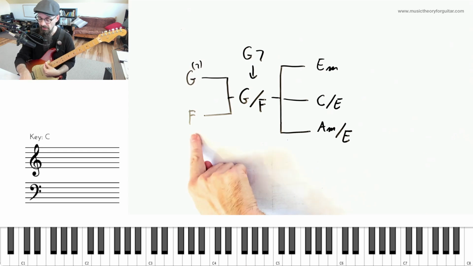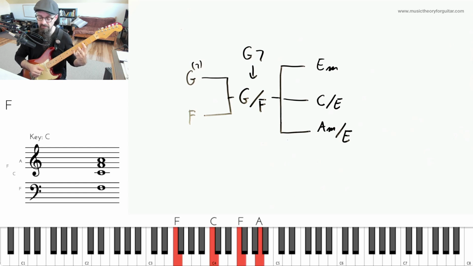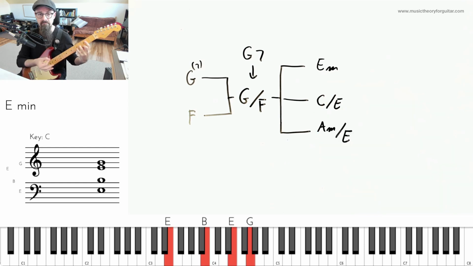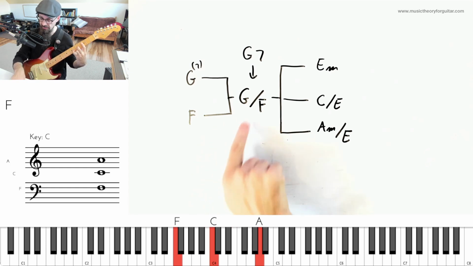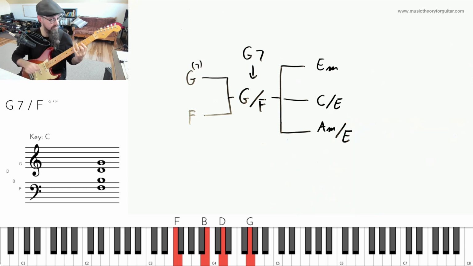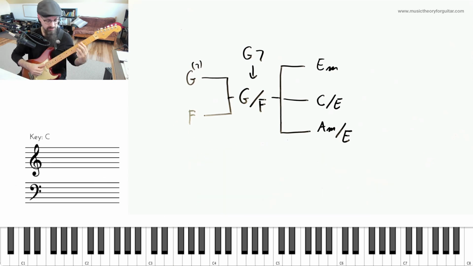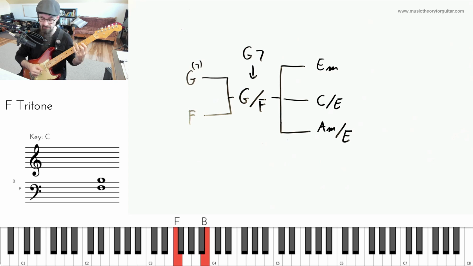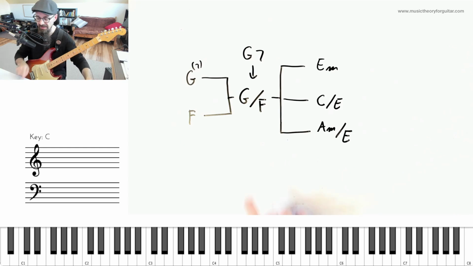Or I can come from F, so C, then F, G over F, maybe E minor. It flows. Or C to start, F, G over F, C over E. Or again C to start, F, G over F, A minor, and I'm going to put A minor 7th with a bass of E. So those are the possibilities if you use this chord here.